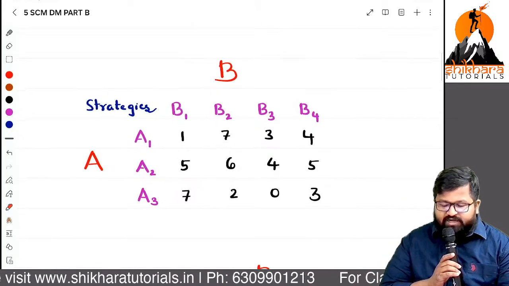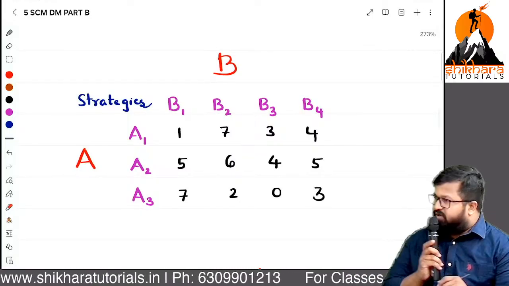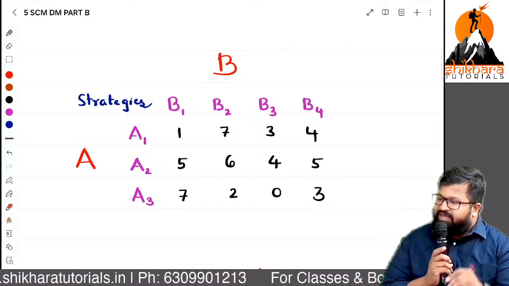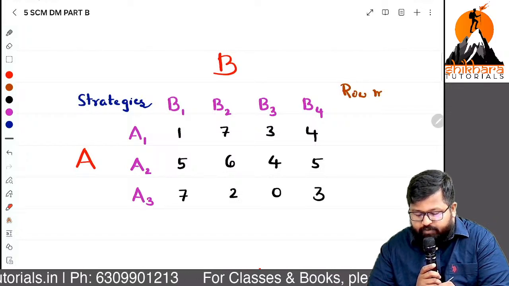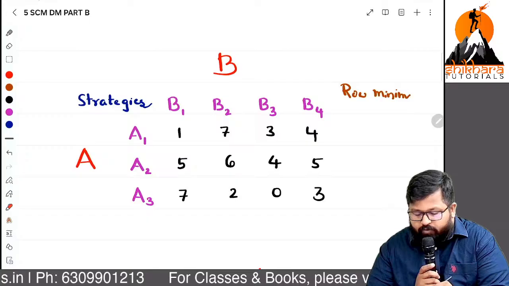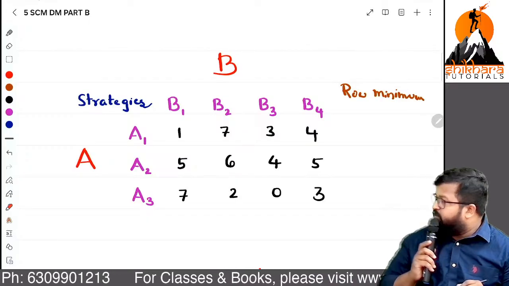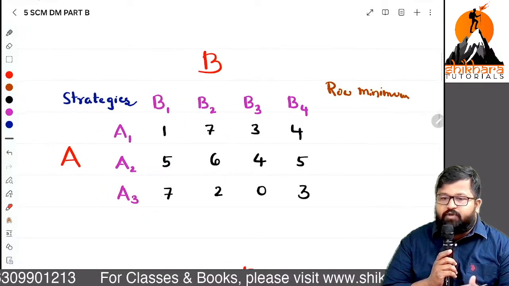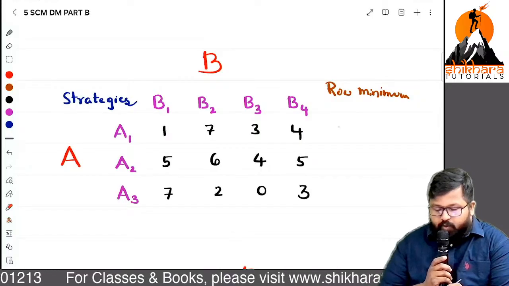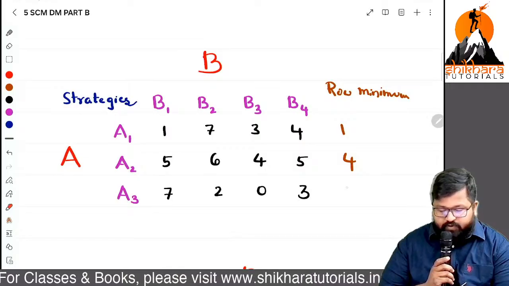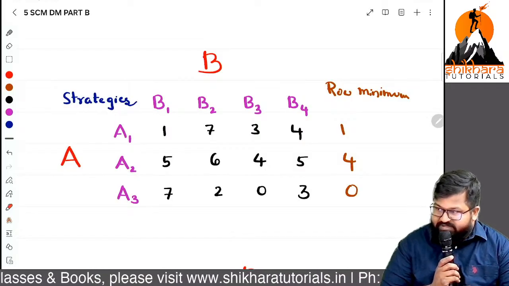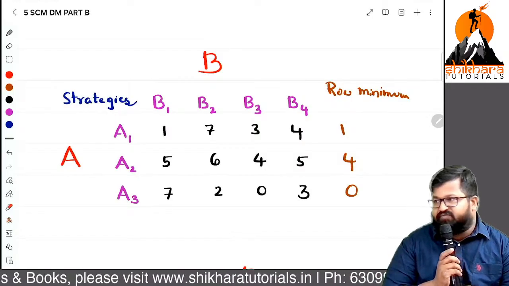In the case of a saddle point, by seeing the question itself, what is the aspect to be taken first, row minimum or column maximum? Row minimum. Can you tell the minimum value in the case of row A1? 1. In the case of row A2? In the case of row A3? 0. So 1, 4, 0. Be careful with the identification of numbers.